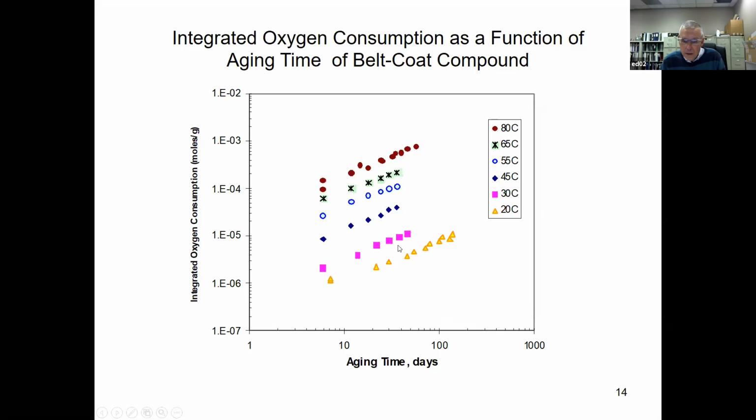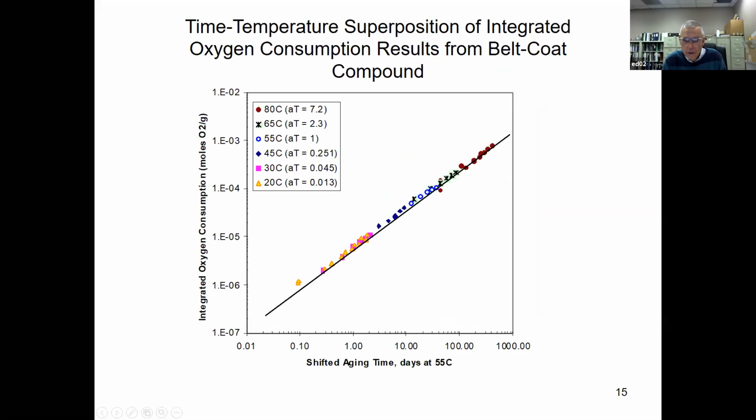Okay. And so you can see we can horizontally shift and generate a master curve. So using time temperature superposition of the integrated oxygen consumption results, we obtain the shift factor. So we're shifting all the data onto 55 degrees. So now we have the shift factors from 20 degrees C to 80 degrees C using oxygen consumption techniques. Okay, so now we can combine all the shift factors.